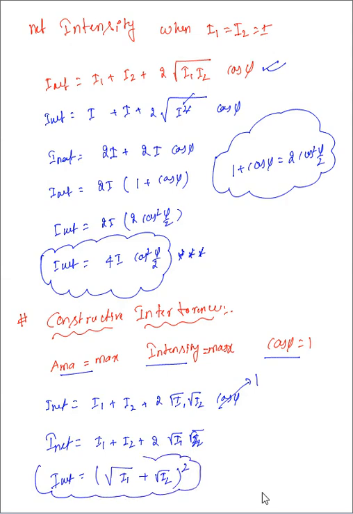It looks like A plus B whole square: under root I1 whole square, square root will get cancelled; under root I2 whole square, square root will get cancelled; and 2 into under root I1 I2, the 2AB form. We got under root of I1 plus under root of I2, whole square. Now let me discuss if intensities are equal, I1 equal to I2 equal to I. Then I net equal to under root of I plus under root of I, whole square, which gives 4I. If you expand: I plus I plus 2 into I, that is 4I.